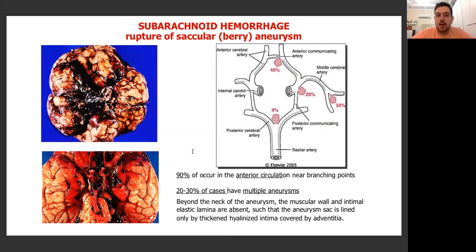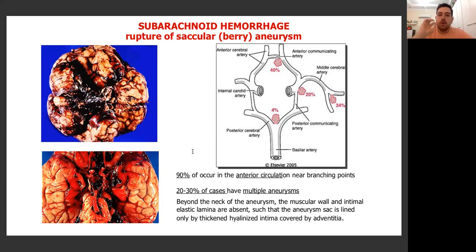Subarachnoid hemorrhage. We've mentioned that hemorrhagic strokes are mainly either intraparenchymal or subarachnoid. We've talked about all of the causes of the intraparenchymal hemorrhage. We said most commonly hypertension, Charcot-Bouchard aneurysm, vasculitis, AV malformation, amyloid, and then other rare causes. Now, subarachnoid hemorrhage is when there's bleeding in the area between the pia and the arachnoid.